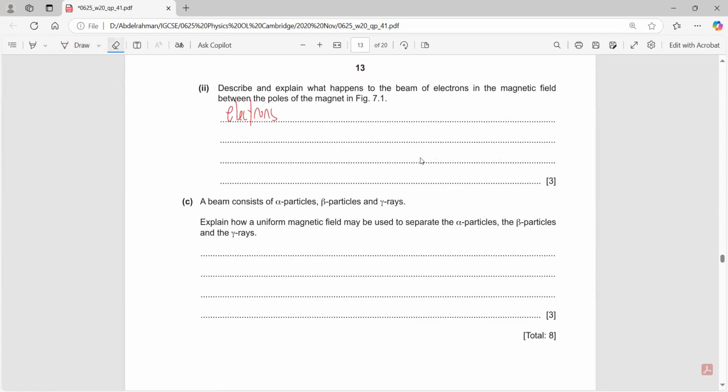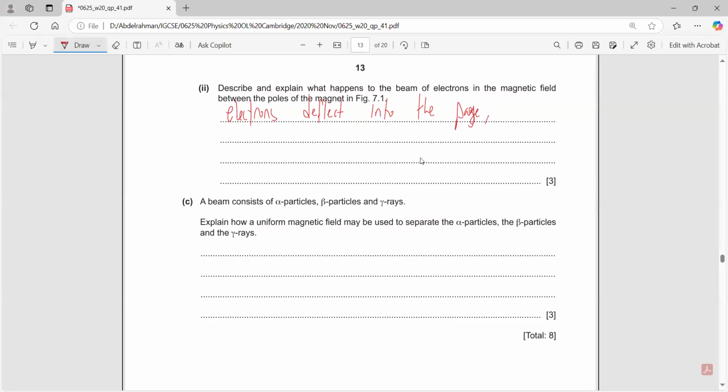Electrons deflect into the page. Why? Using Fleming's right hand rule. This is the force acting on an electron inside a magnetic field.